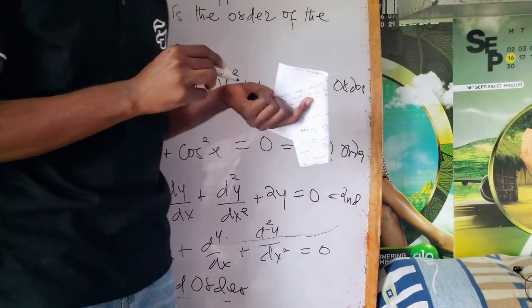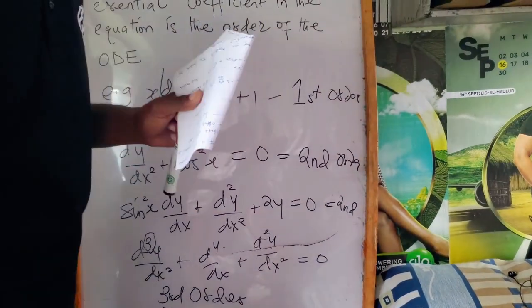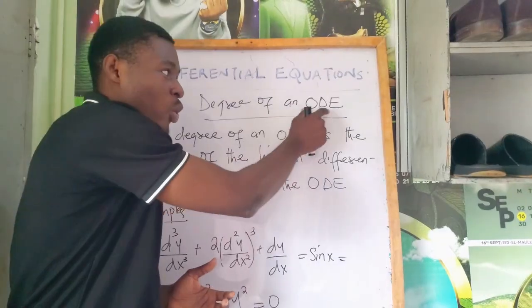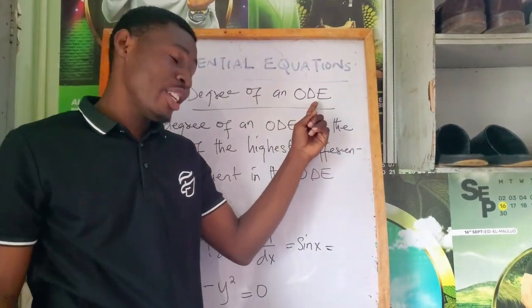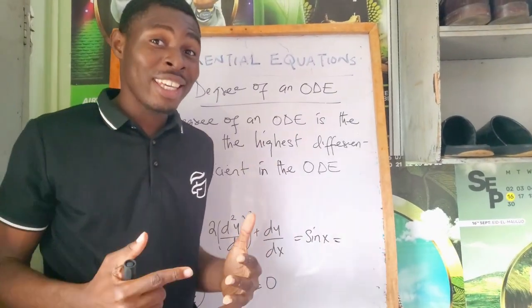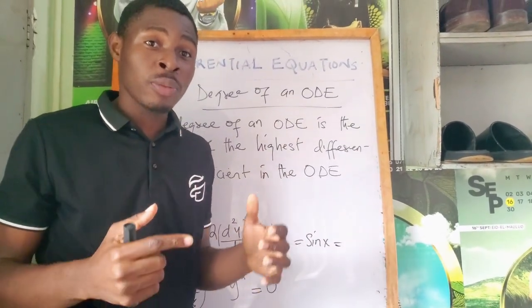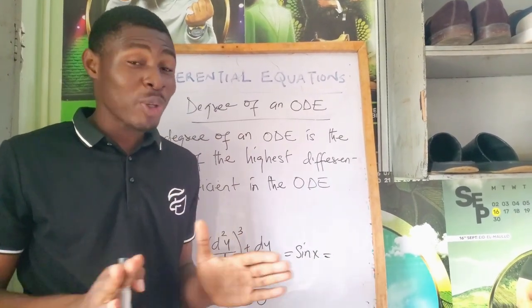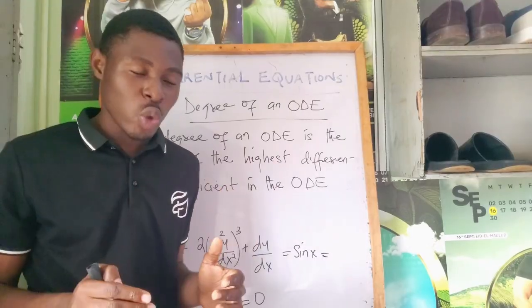So now we'll go on to the degree of a differential equation. Right now we are going to be taking a look at the degree of an ODE. This stands for ordinary differential equation. So if you hear me saying ODE, I mean ordinary differential equation. And we're only going to be covering ordinary differential equation in this class. We will not be talking about partial differential equation.